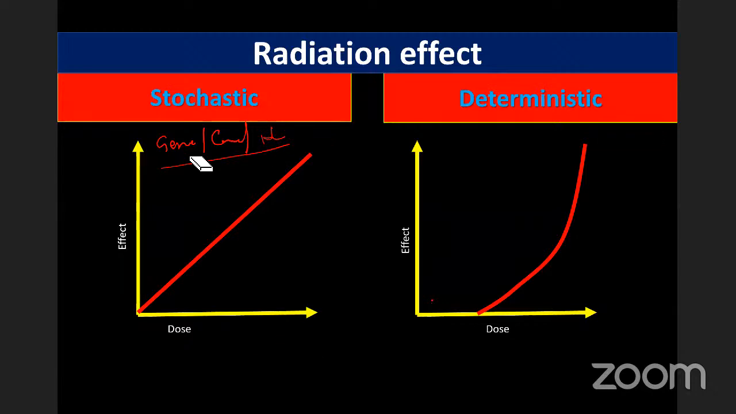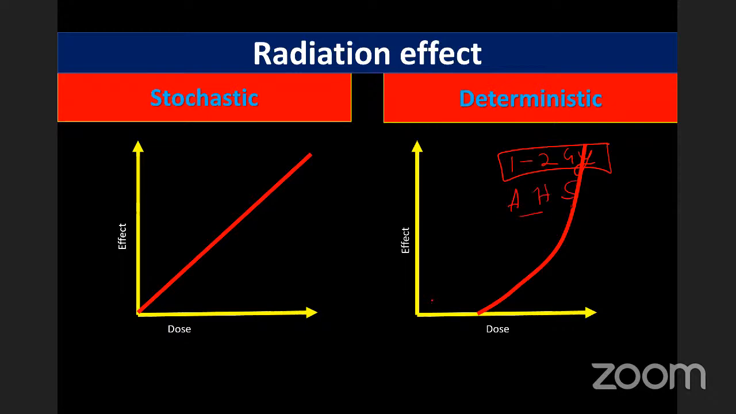Now what are the deterministic effects? Wherever there is more and more cell death, what are these places where there is more and more cell death? Now if I give 1 to 2 gray of the dosage, then the patient will develop acute hematopoietic syndrome. What is acute hematopoietic syndrome? All the hematopoietic cells will reduce.